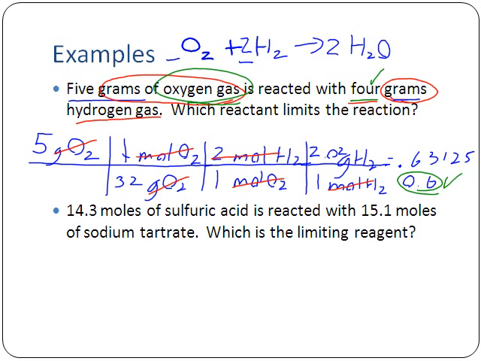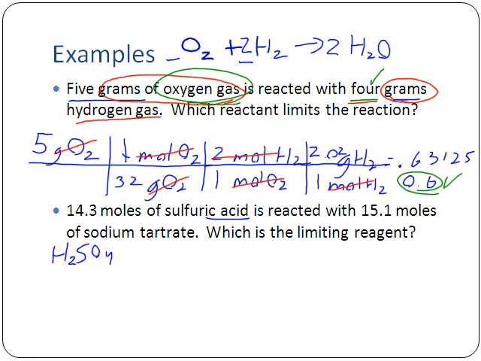What we're told here is we have 14.3 moles of sulfuric acid reacted with 15.1 moles of sodium tartrate, which is the limiting reagent. First step, write and balance the chemical equation. So we have sulfuric acid. It's an acid, so we know it starts with hydrogen. Sulfuric, the ic acid means ate on the end, so sulfate. So SO4. SO4 sulfate has a valence, if you look on your polyatomic ion sheet, of -2. Hydrogen, on the other hand, has a valence of +1, so we need 2 of those, so H2SO4.